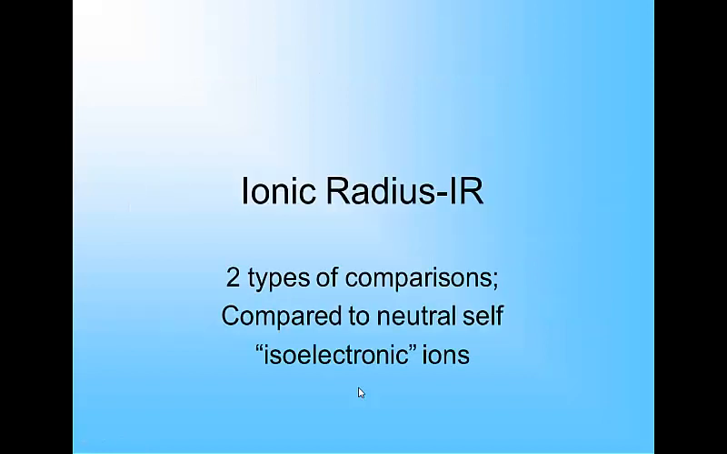All right, ionic radius, IR for short, and there's two types of comparisons. We will compare an ion to its neutral self, or we will compare a bunch of isoelectronic ions, and isoelectronic ions means same number of electrons.